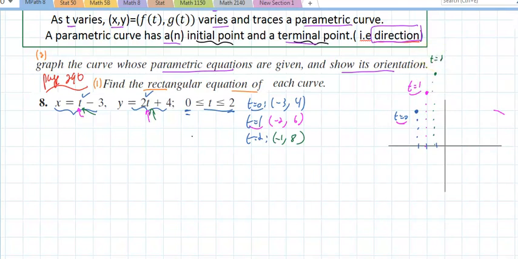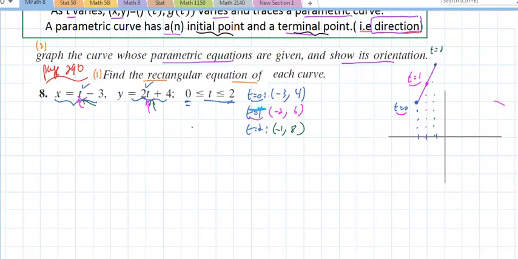Now, the fact that x and y are both linear in t tells me that I should connect this with a straight line. But the direction is a must. As t increases from 0 to 1 to 2, there's a direction. So this is doing the problem the brute force, the long way. And then they ask afterwards, can you eliminate the parameter?